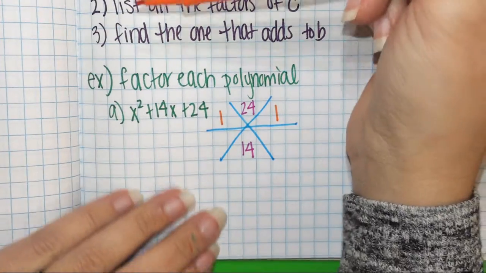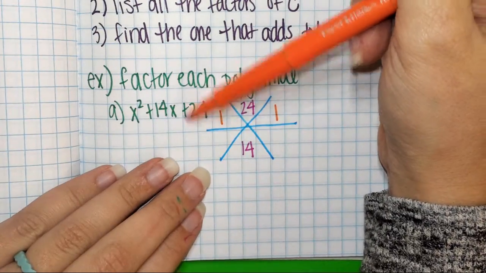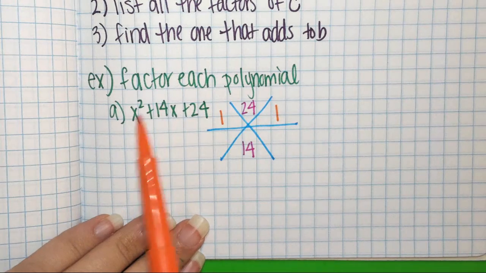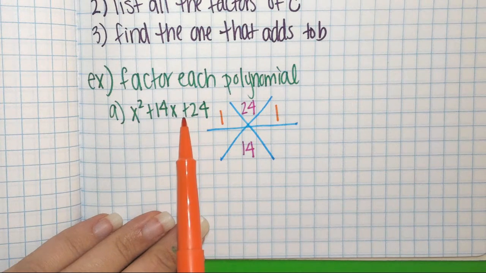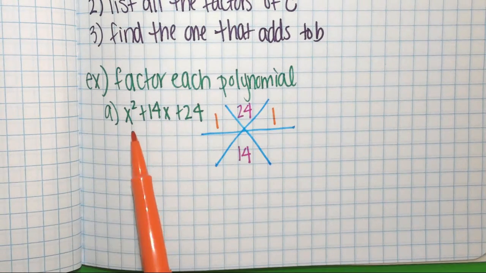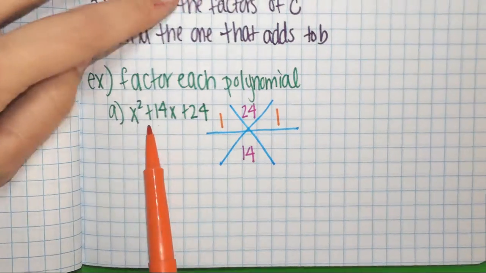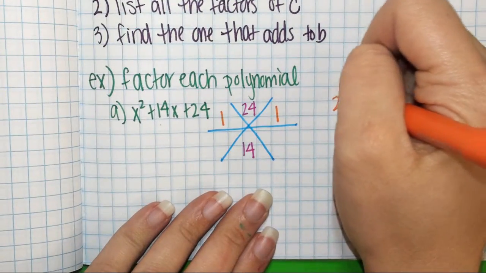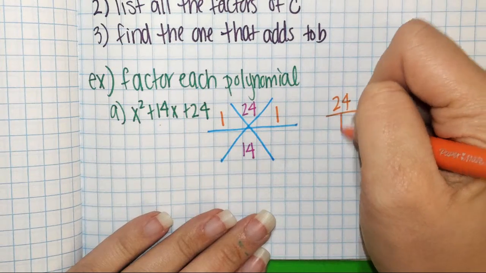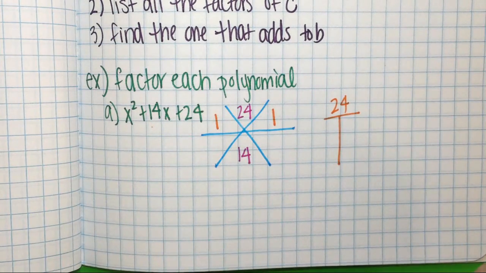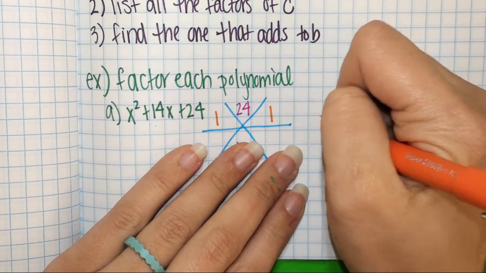Alright, so it tells us to look at C. That's our first step. And if C is positive, then both factors match the sign of B. So is C positive here? So that means that both of our factors are going to be positive because B is positive. So what we need to do is list all the multiples of 24. What two numbers multiply to give us 24? 12 and 2.